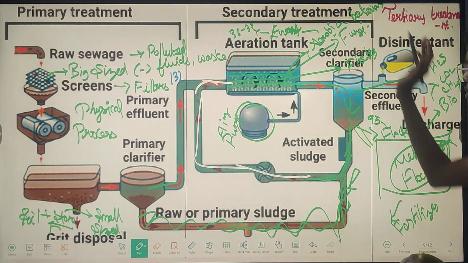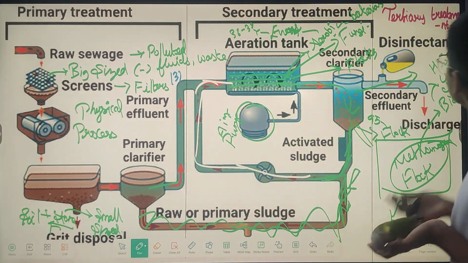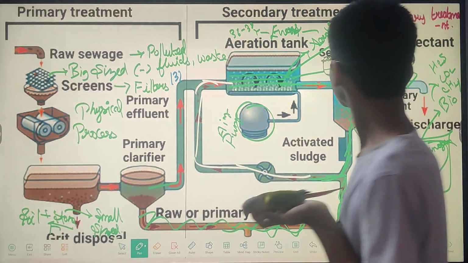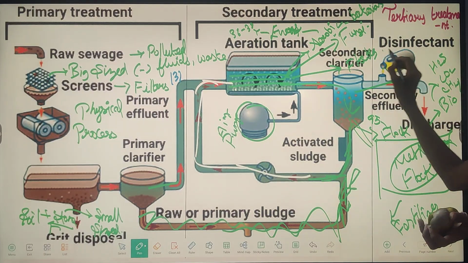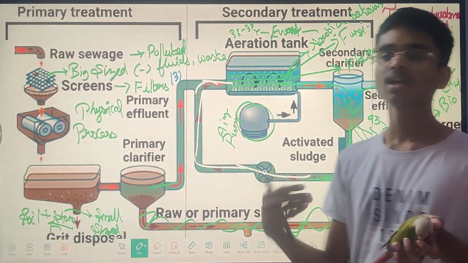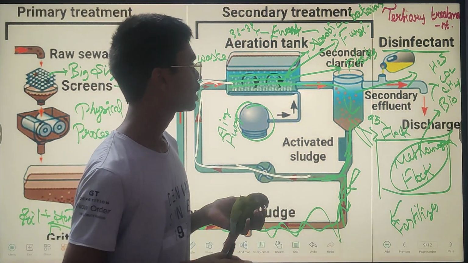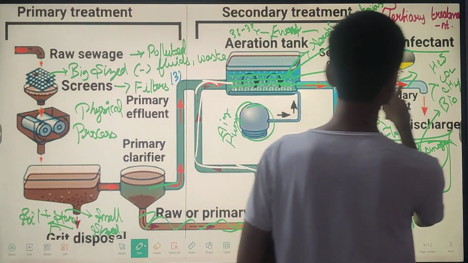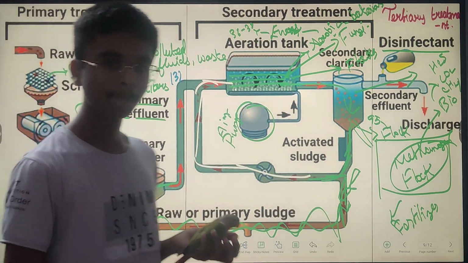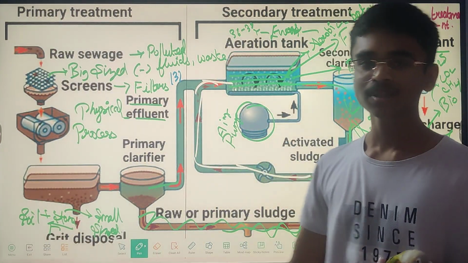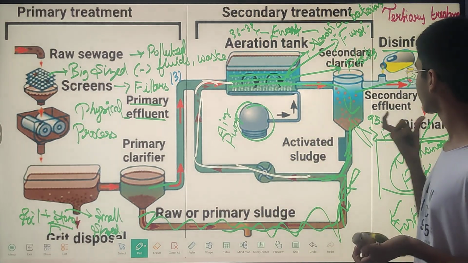So till here it is known as secondary treatment. Here it is tertiary treatment, where you are going to add disinfectants, you are going to chlorinate actually. So secondary effluent is there. Here it is known as primary effluent. The effluent which has completed the primary treatment is known as primary effluent. The effluent which has completed the secondary treatment is known as secondary effluent.